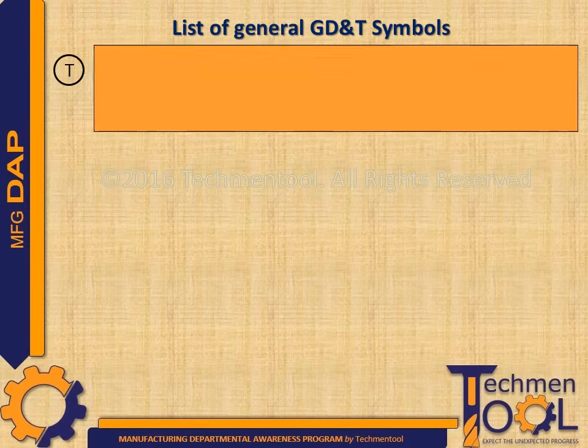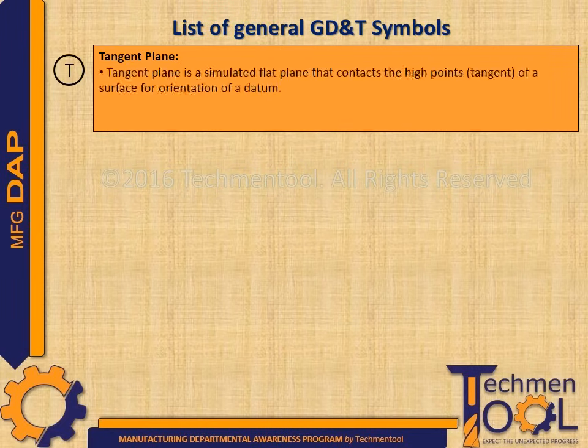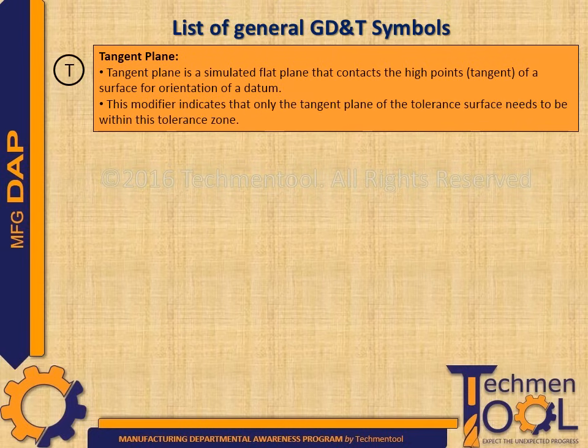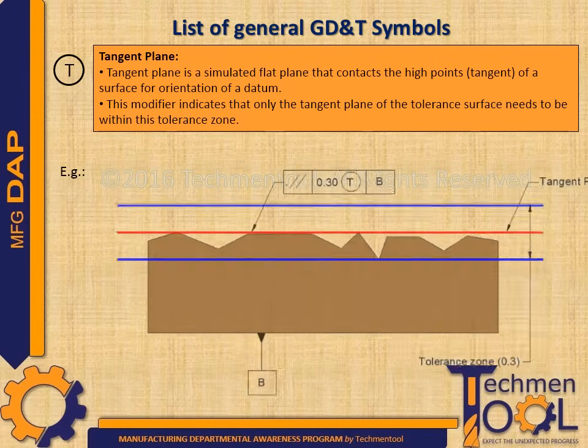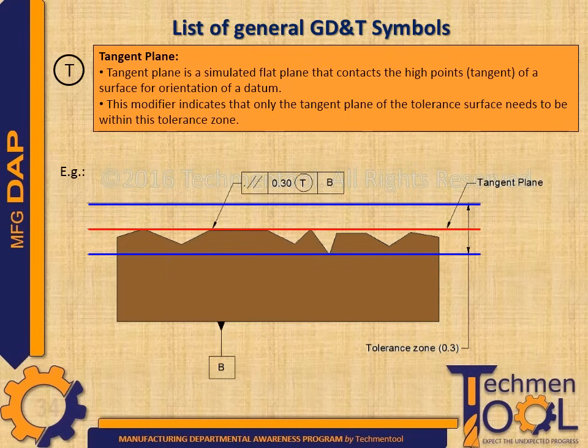Tangent plane. Tangent plane is a simulated flat plane that contacts the high points of a surface for orientation of the datum. This modifier indicates that only the tangent plane of the tolerance surface needs to be within this tolerance zone. In the example, you can see that the tangent plane is selected within the zone of 0.3 with respect to datum B for calculation purposes of parallelism.